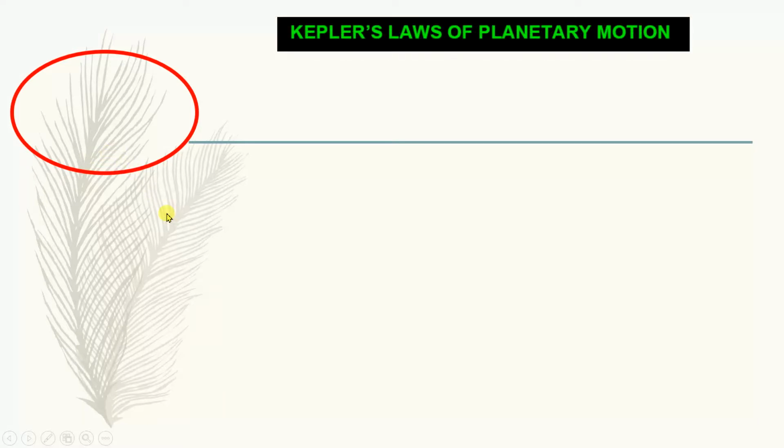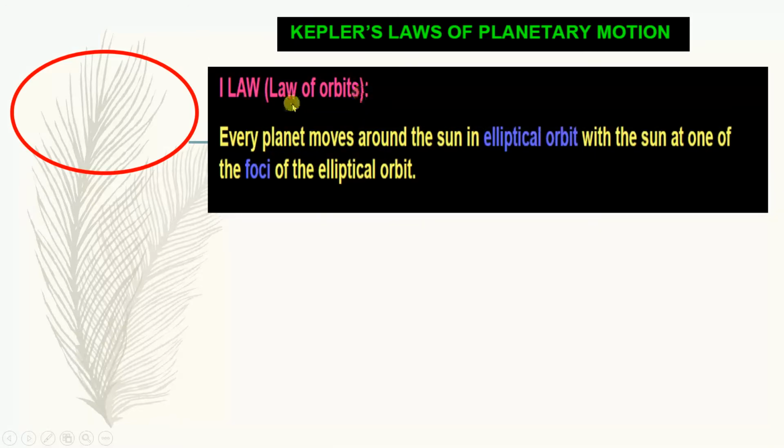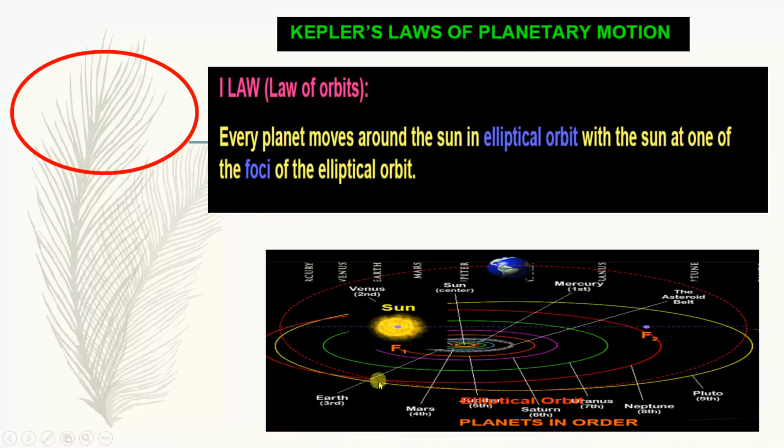So let's discuss Kepler's laws of planetary motion. The first law is the law of orbits. According to this law, every planet moves around the sun in an elliptical orbit with the sun at one of the foci of the elliptical orbit. Now, what is an elliptical orbit? As you can see here, this green line, red line, yellow line, all these are ellipses, and the planets move around the sun in this elliptical orbit.